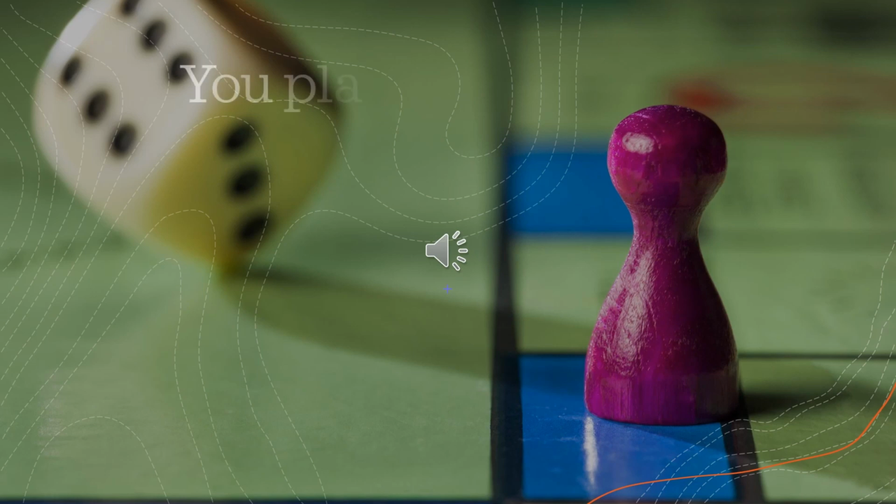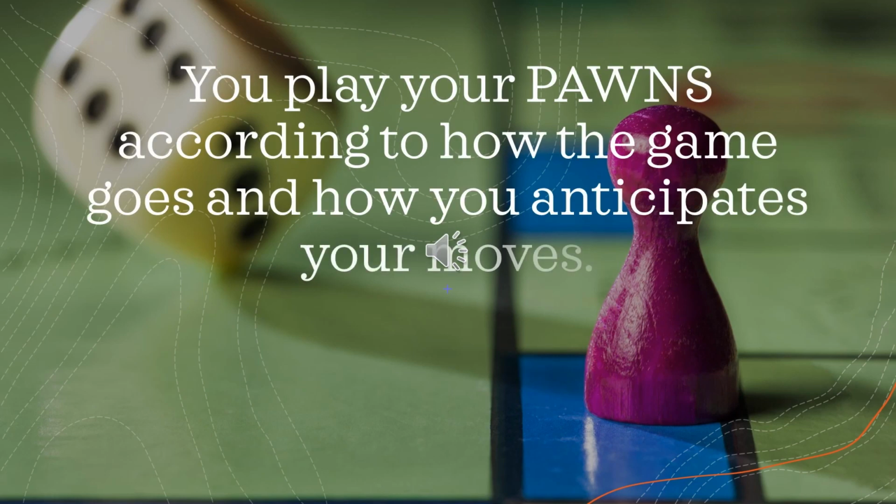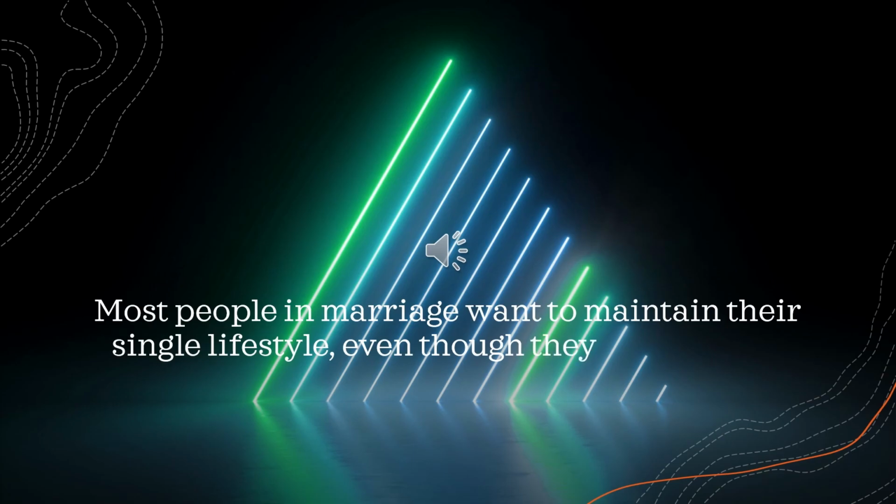You play your pawns according to how the game goes and how you anticipate your move. Pawns are the least important piece on a chessboard. They are meant to be moved and be taken away to play an interesting game. These are themes, attributes, or attitudes we add before we decide to get married. Most people in marriage want to maintain their single lifestyle even though they are married.